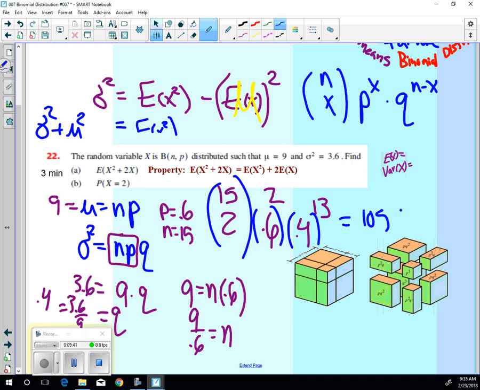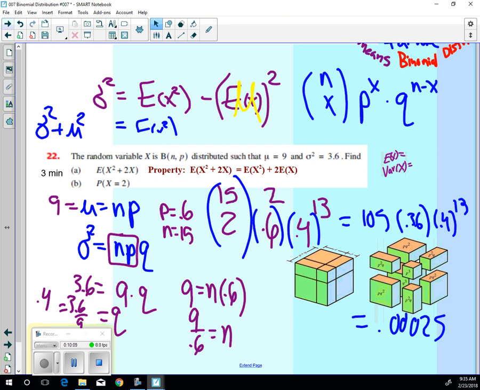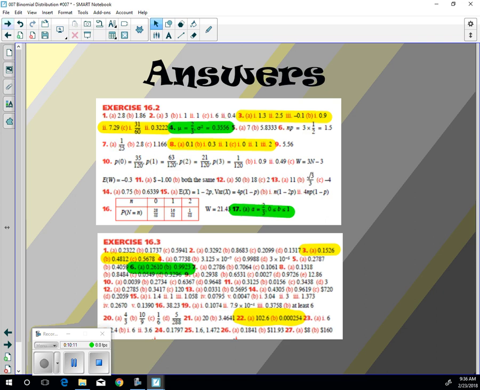0.6 squared will be 0.36. I don't know what 0.4 to the 13 is. You have to use your calculator for that one. And let's see what that probability is. It needs to be between 0 and 1. Point what? I think it's going to be tiny. 0.000254. Not very much, is it? Not very likely. How did we do on that? Are you feeling a little more confident with those?